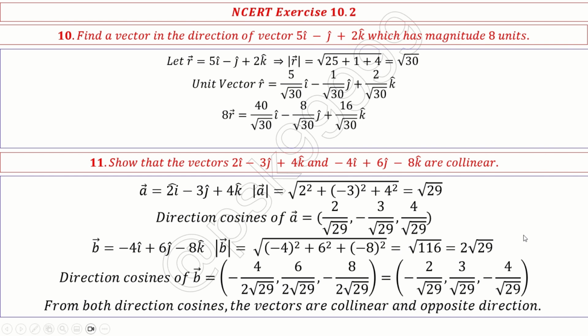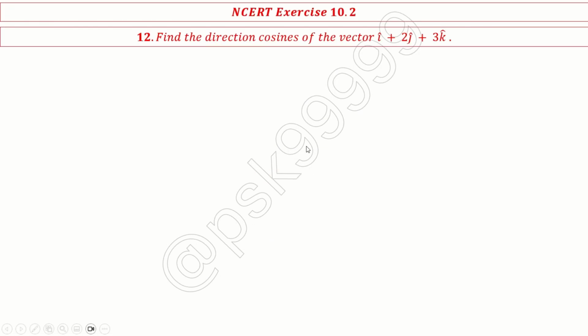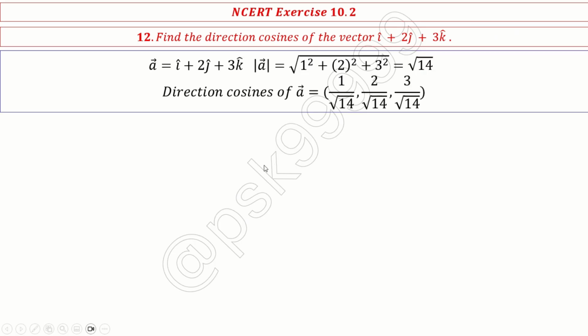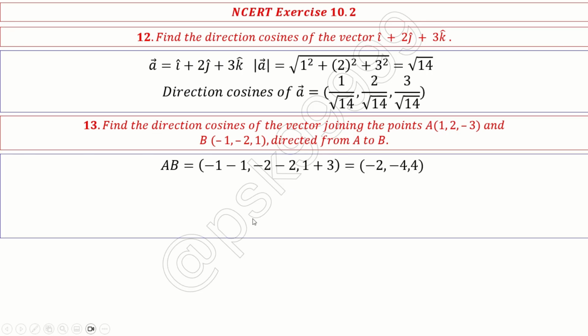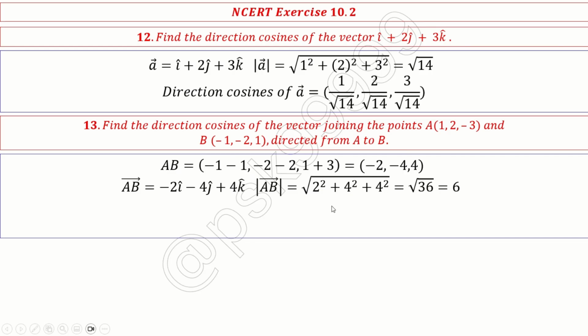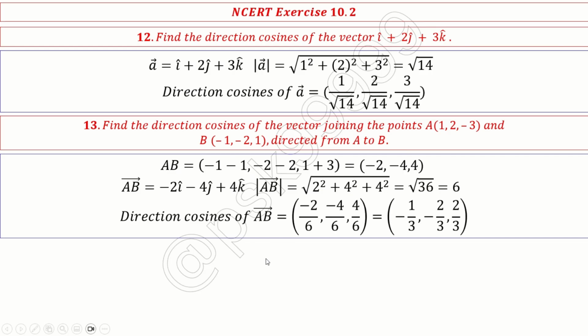Okay. Collinear in the opposite direction. Okay. Find the direction cosines of the vector, which is very simple. You can do it yourself, straightforward question. Find the direction cosines of the vector joining 2 points, directed from A to B. We know what to do. AB bar first we'll find out, and then find the direction cosines of this. -2, -4, comma 4. Okay. So simple.